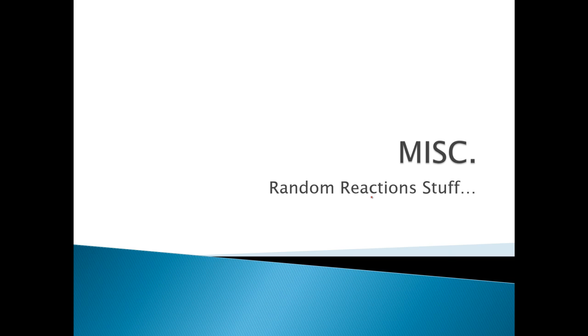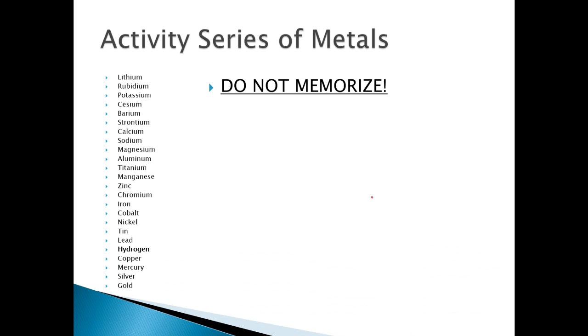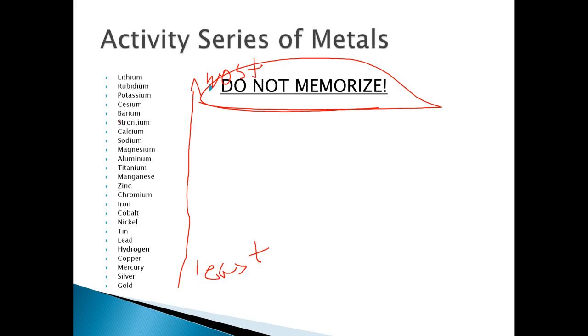So now some miscellaneous reactions, things that you need to be aware of, but don't necessarily need to understand so much, I guess. First, the activity series of metals. This is what I was talking about with single replacement and double replacement. It goes from least reactive to most reactive. As it says on this slide right here, do not memorize this. It is way too much to memorize.